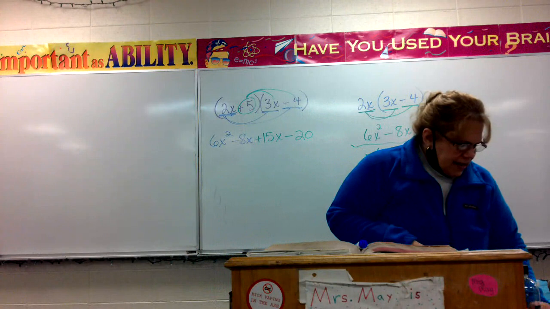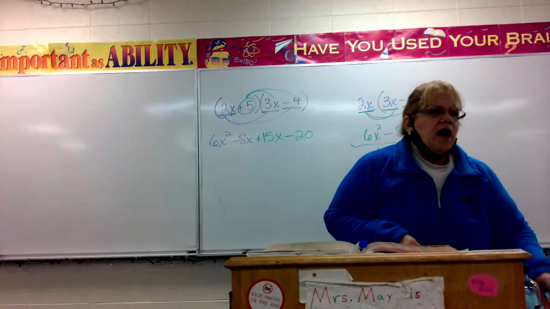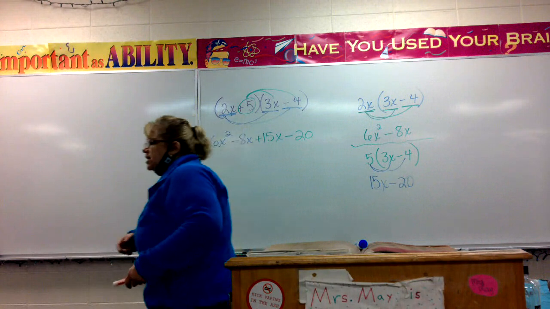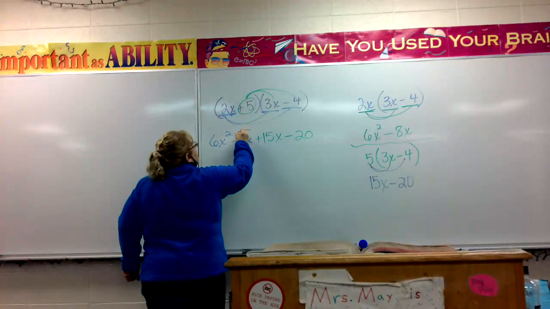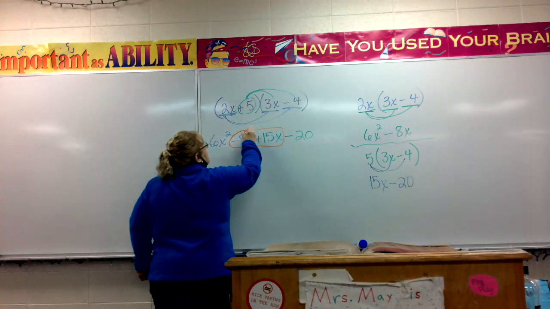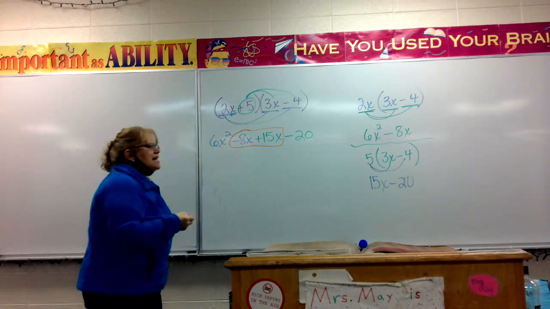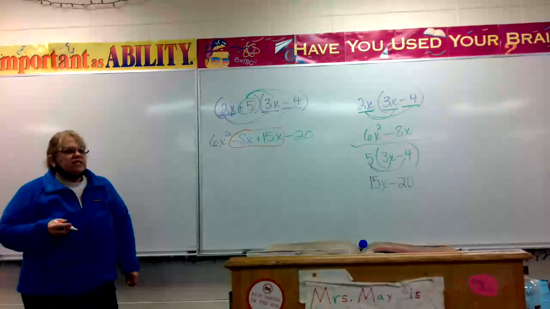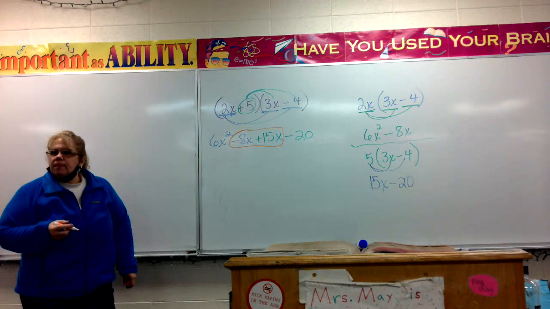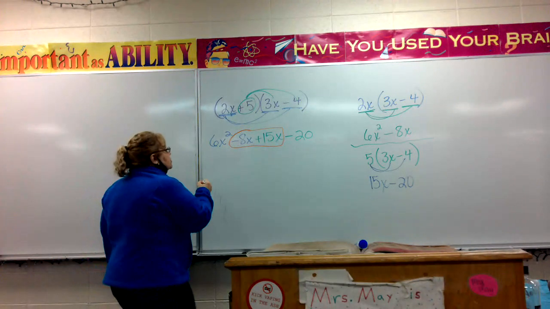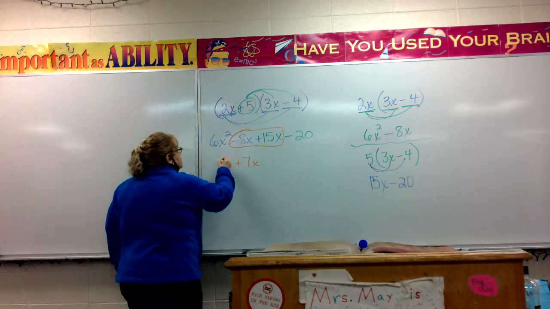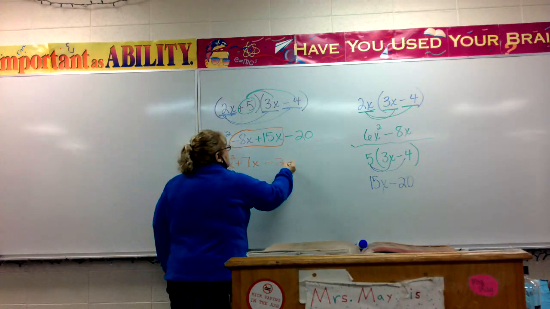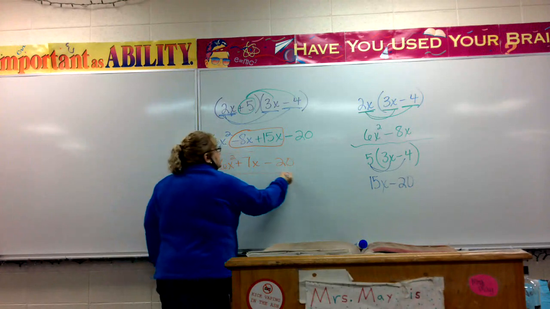If you left it like that, I would mark it wrong because, well, I wouldn't mark it wrong, I'd just take a point off, because it's not simplified. You see this right here? I have some like terms in the middle. 15x, take away 8x. What is 15x take away 8x? 15 take away 8 is 7. So in the middle here, I'm going to have a positive 7x. 6x squared plus 7x minus 20. And that would be my answer.